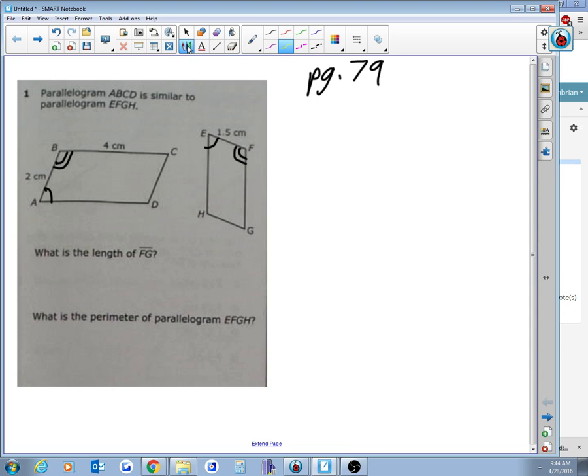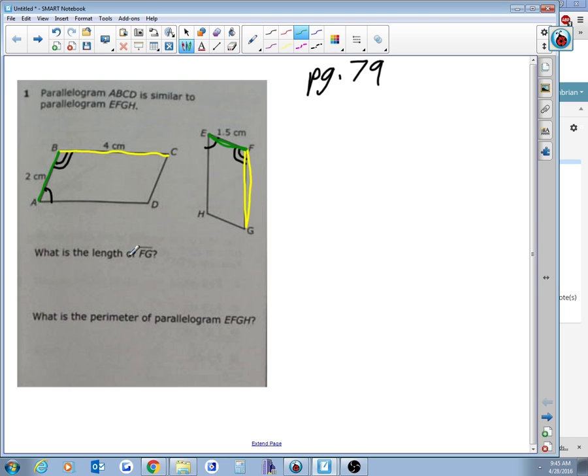So, highlight your corresponding sides. So side BC would correspond with side FG. Right there. Those are what we call corresponding sides. And AB, let's do green for AB. Side AB would correspond with side EF. Right there. Those are what we call corresponding sides.